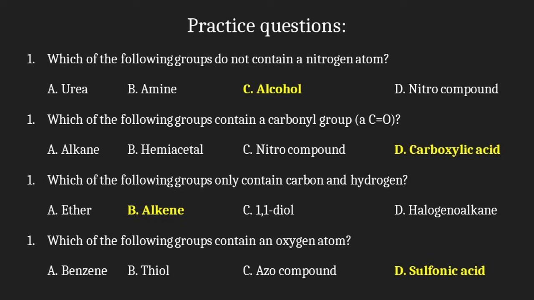Question 3, the correct answer is an alkene, since that is the only one from the hydrocarbon category. And then for the last one, benzenes only contains carbons and hydrogens, thiol only contains sulfur, and azo compound contains nitrogen, leaving sulfonic acid as the only one that contains an oxygen.